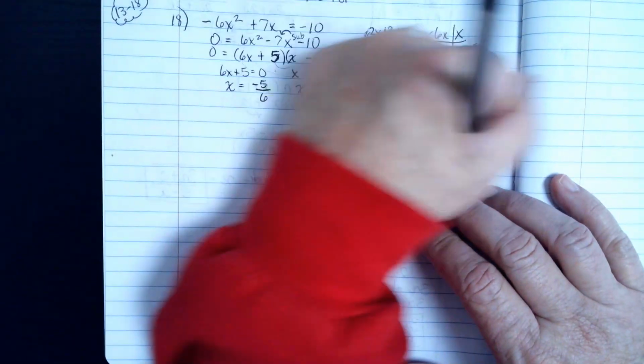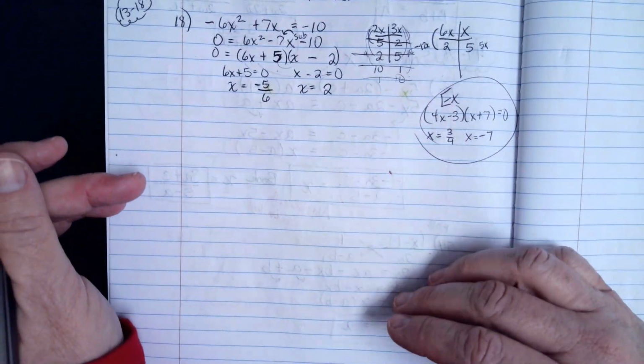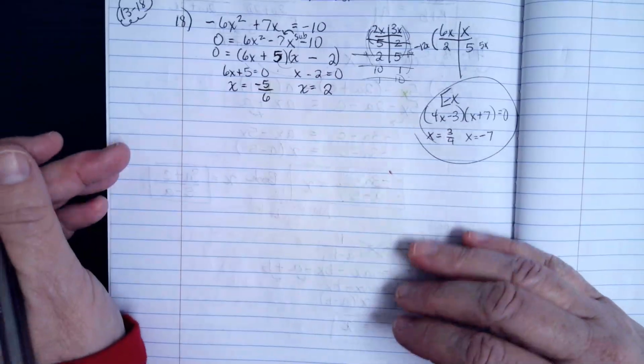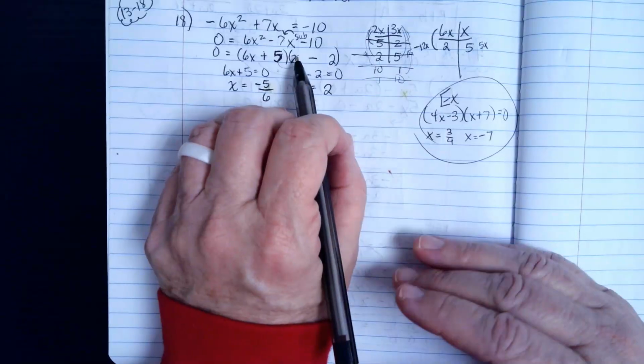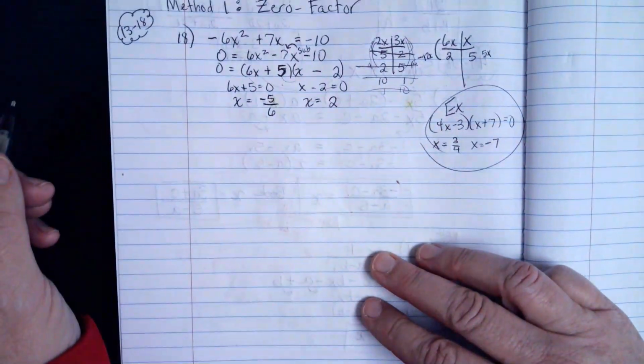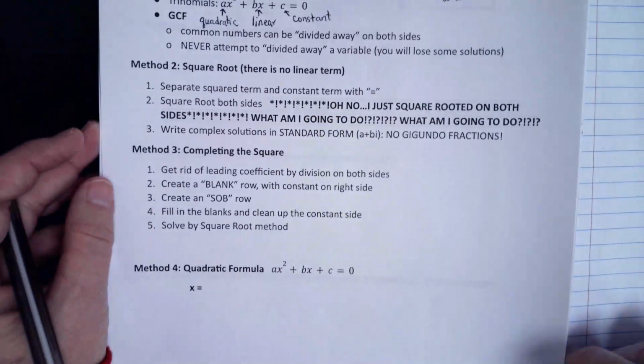Okay, so that was just a little example, and we are leaving method 1 because you've done a ton of factoring lately. Your factoring is probably pretty good, and you've gotten a quick refresher on setting it equal to 0. We don't need more examples. So then we're going to go to method 2.